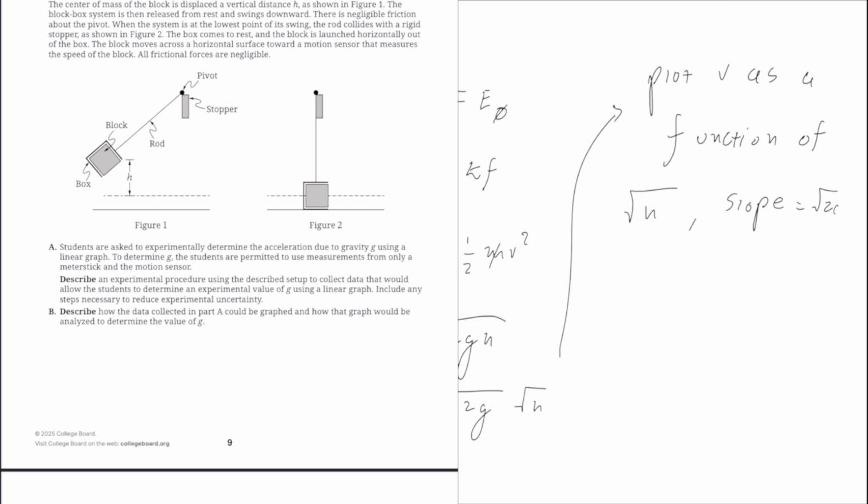Slope equals square root 2g. Therefore, slope squared divided by 2 equals gravity. Done.